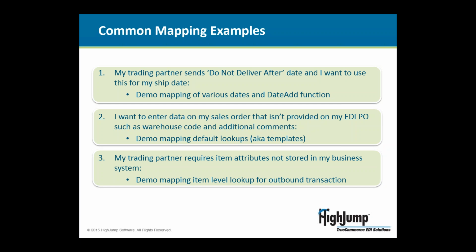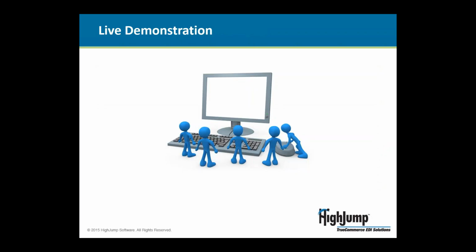And then the third example is being able to go through and add additional values. So your trading partner wants an attribute on an outbound, say, invoice that isn't in your system. So certainly you can go through item translation, but maybe there's other things that you need to create a custom lookup for so that the value is populated. And of course, we'll look at an example of that. Okay. So with that said, let me go ahead and open up the tool here, and we'll go through and look at a few examples.